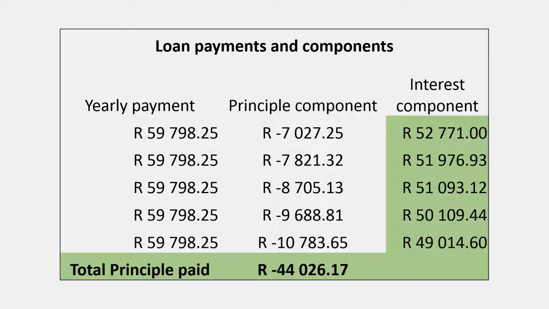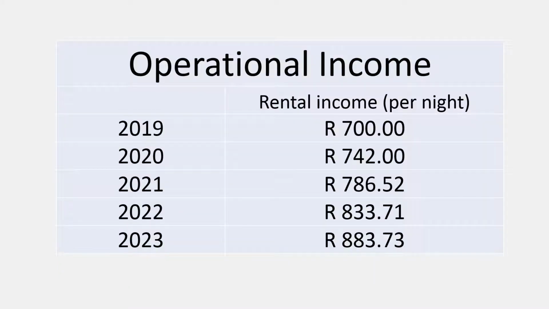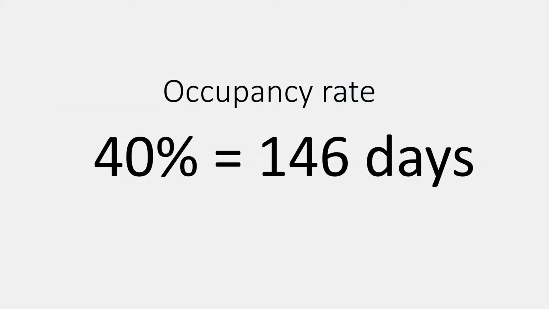Then we look at the loan payments and the components of this, where we can see we have the interest component and the principal components. After a bit of market research, we were able to determine that 700 Rand per evening is about the market standard for a 2-bedroom apartment like she has, and so we will be asking 700 Rand per evening.